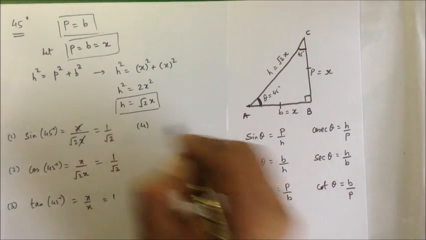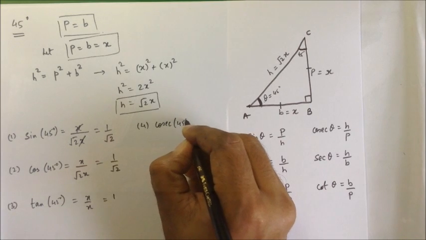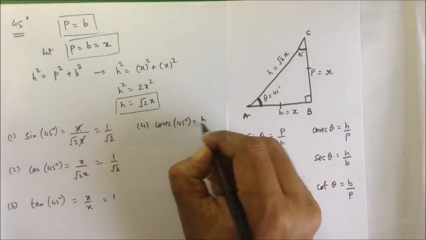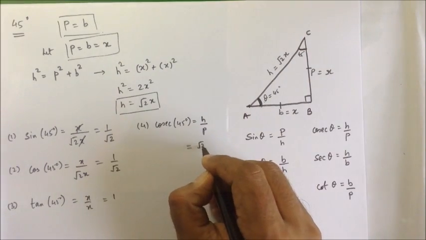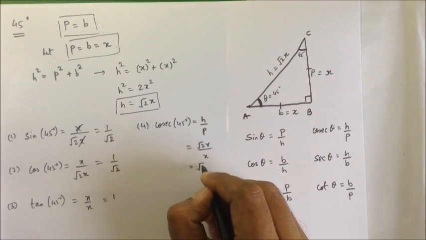The fourth ratio would be cosec. Cosec of 45 degree. Now cosec is the ratio between hypotenuse and perpendicular. The hypotenuse is root 2x and the perpendicular is x. Hence this would come out to be root 2.